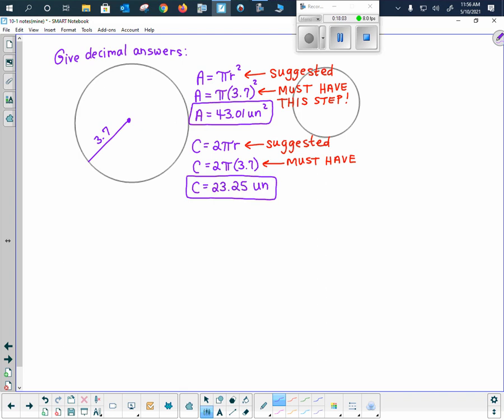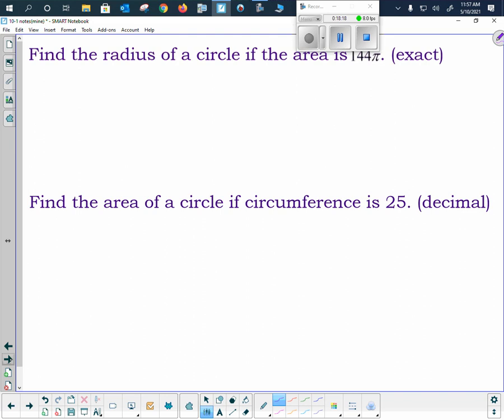All right, that's what these problems are going to look like. Just be super careful to keep going back and forth between the different directions they give you. Decimal versus exact versus in terms of pi. Be super careful. Let's try a couple more, like word problems. So let's say find the radius of a circle if the area is 144 pi. And if they put in parentheses exact or decimal, they're telling you what kind of answer to give.